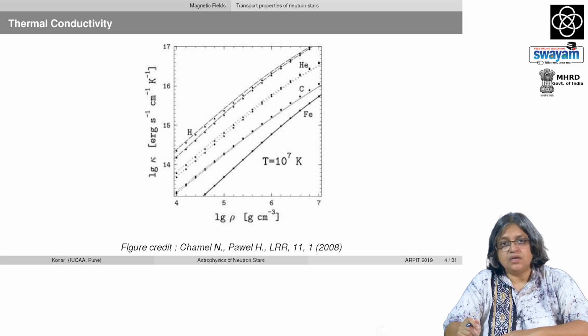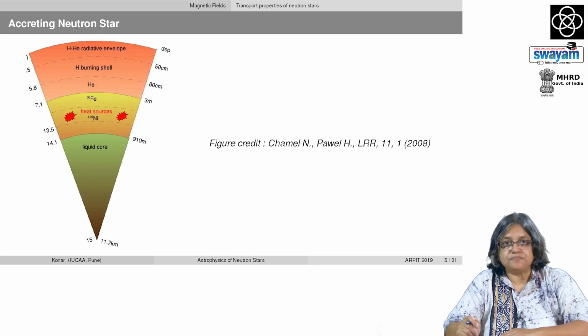This is a plot for thermal conductivity, and this plot has been made for various different kinds of material in the outer crust near the envelope region at a temperature of 10 million Kelvin, and you again see a sharp rise in the conductivity, thermal conductivity this time, with density.